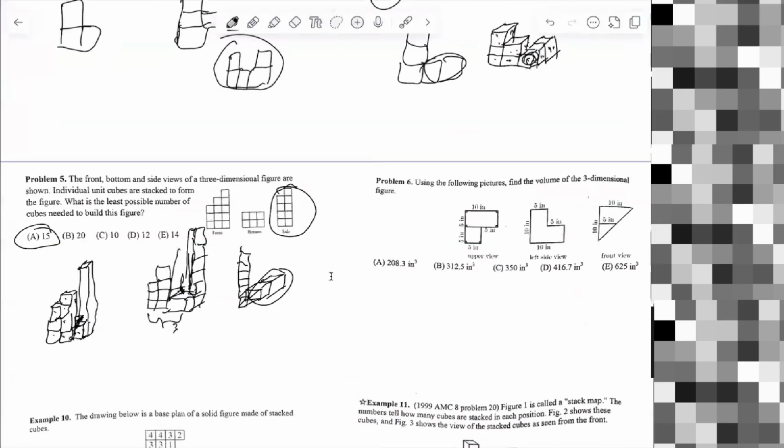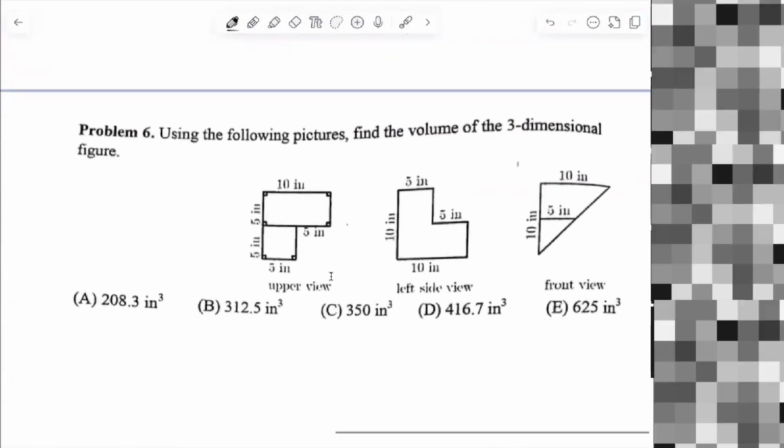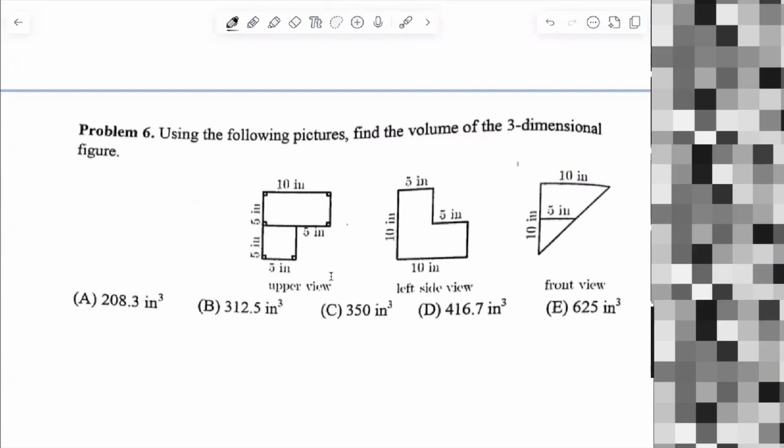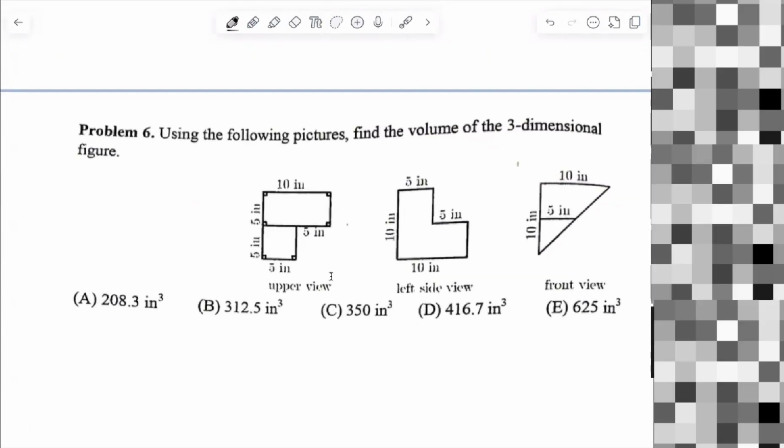Alright. Now let's move on to problem 6. Using the following pictures, find the value of a 3-dimensional figure. I'll let you guys have a try on this question and tell me your answers through chat.